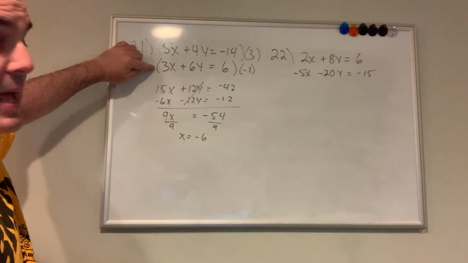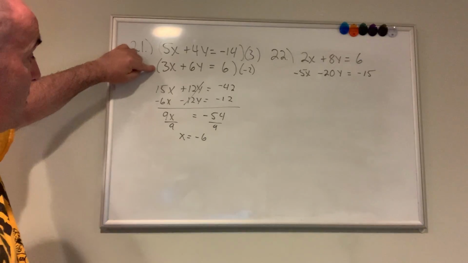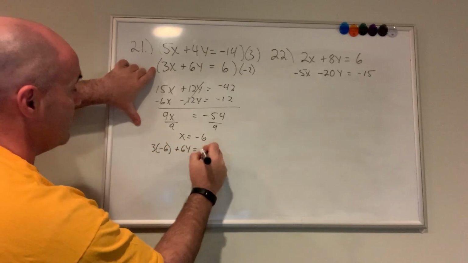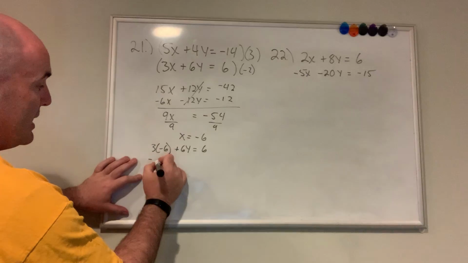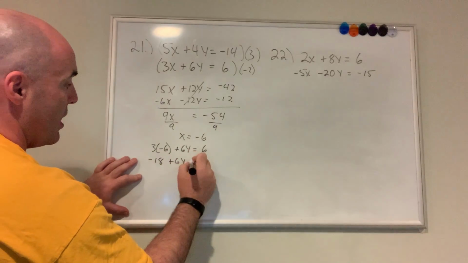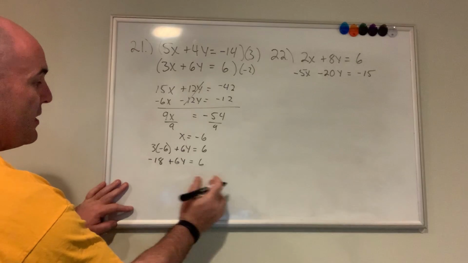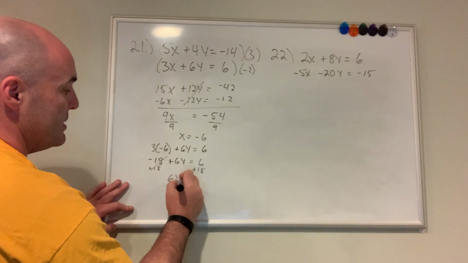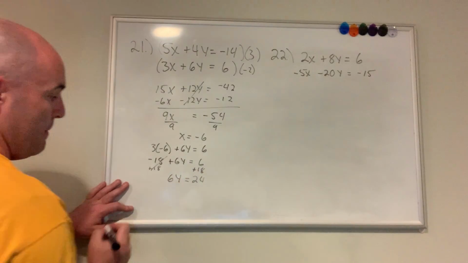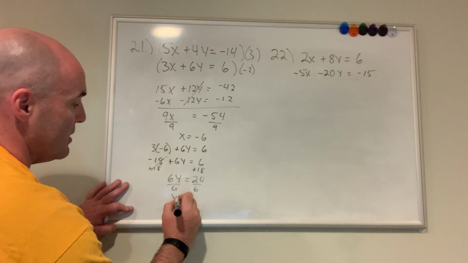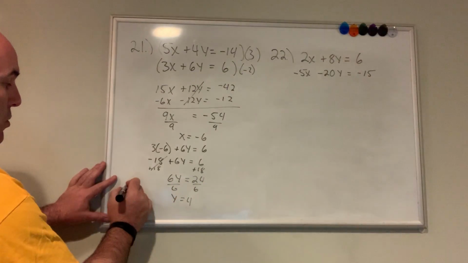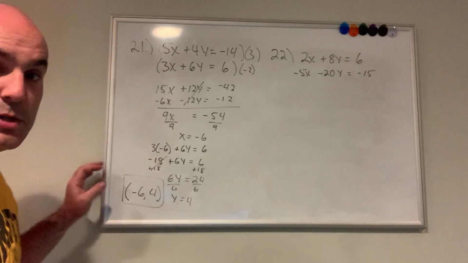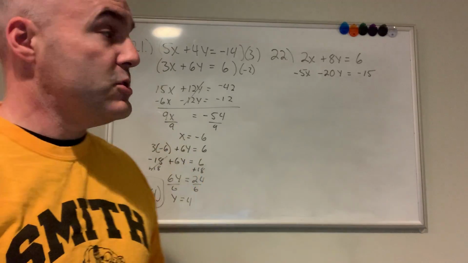Let's come down to the bottom equation. The numbers are a little bit smaller there. So 3 times negative 6 plus 6y is equal to 6. This gives me negative 18 plus 6y is equal to 6. Simplified on the left, simplified on the right, so let's solve. Add 18 to both sides. That gives me 6y is equal to 24. Divide both sides by 6, and y is equal to positive 4. So that's the coordinate, negative 6, comma 4, the common solution to both equations. That's the point of intersection of the two lines.